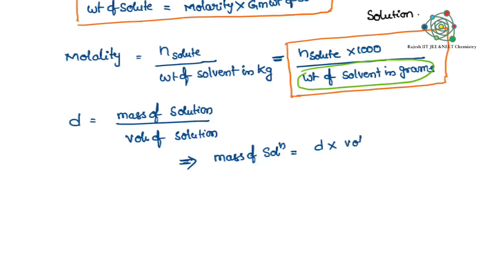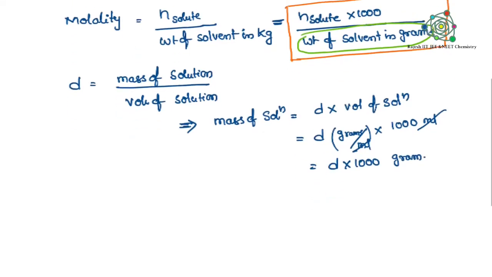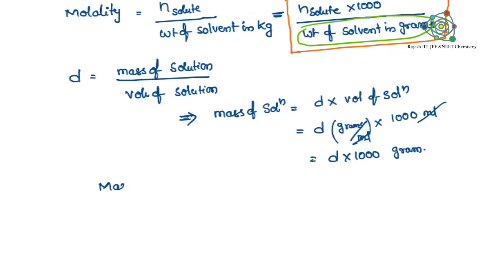So 1 liter we can convert into mL. Here you see the density units are grams per mL, and here the volume is 1000 mL. So mL gets cancelled. So mass of solution is equal to D into 1000. Now you know very well, mass of solution is the combination of mass of solute and mass of solvent. That is the combination of the two.